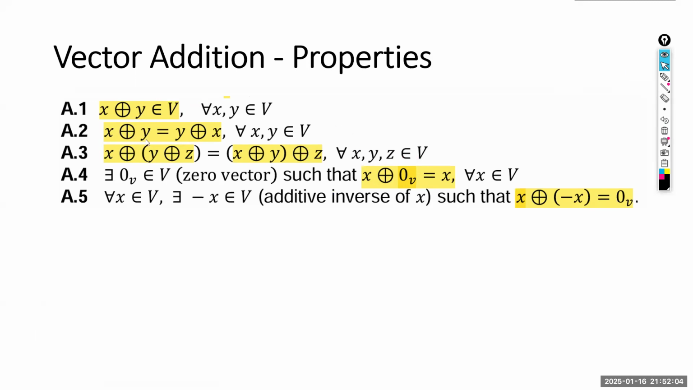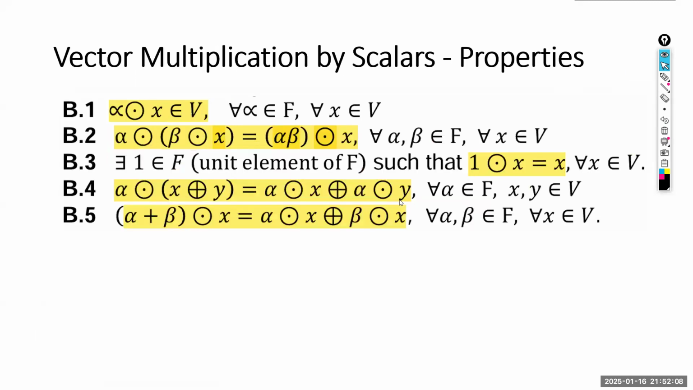And of course the distributive law, additive inverse is there. These are properties related to multiplication by a scalar. When you multiply by a scalar, you must get the same kind of vector. Okay.